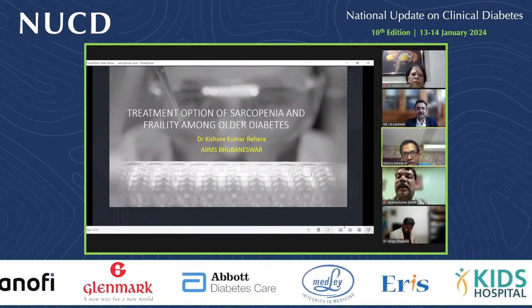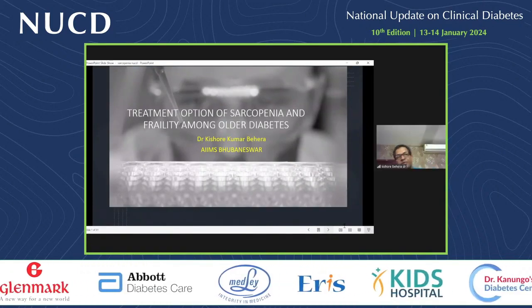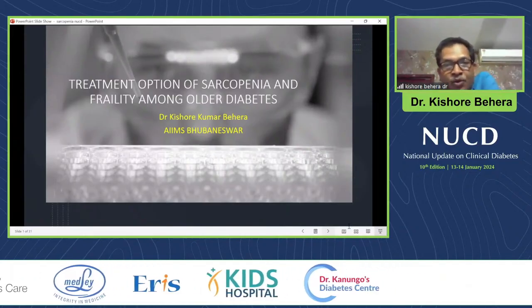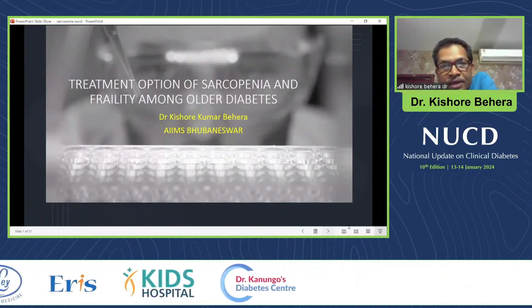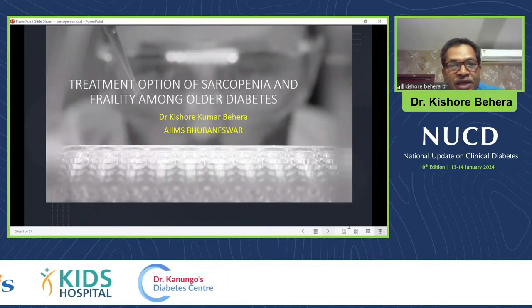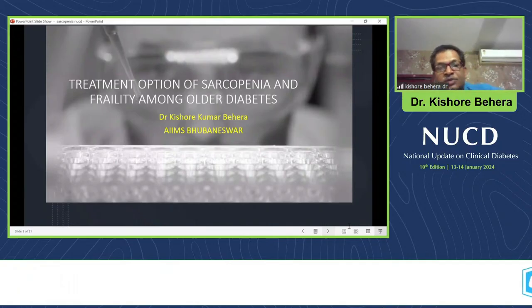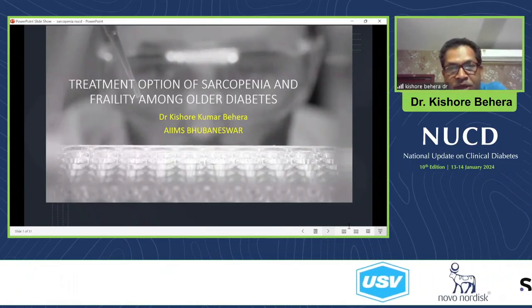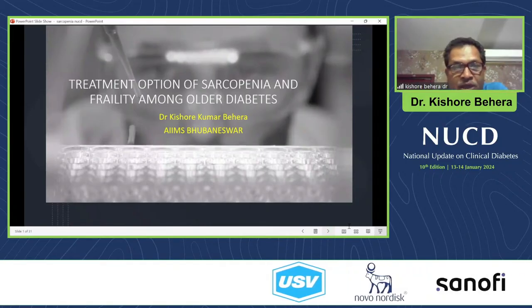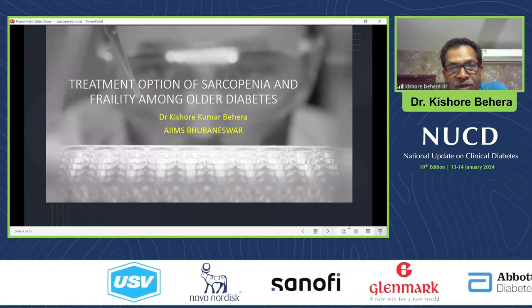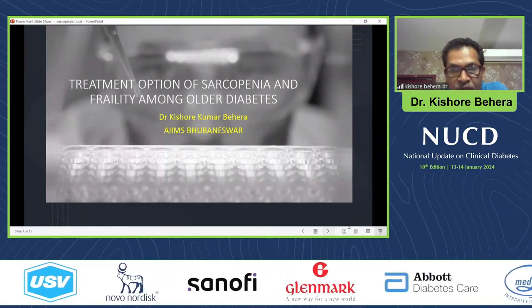Treatment option for sarcopenia and frailty among older diabetes. So what I will do is speak on how to approach sarcopenia, and a few slides on frailty, how we define it. After that, some studies which have been done in Bhubaneswar, particularly at AIIMS and SOA Hospital, and one study I have taken over is not published. And then, what are the treatment options available?